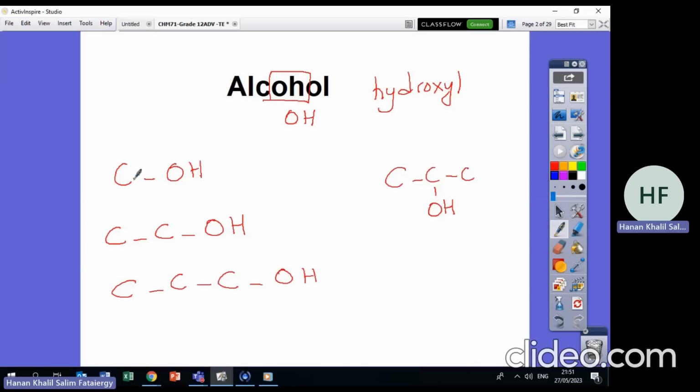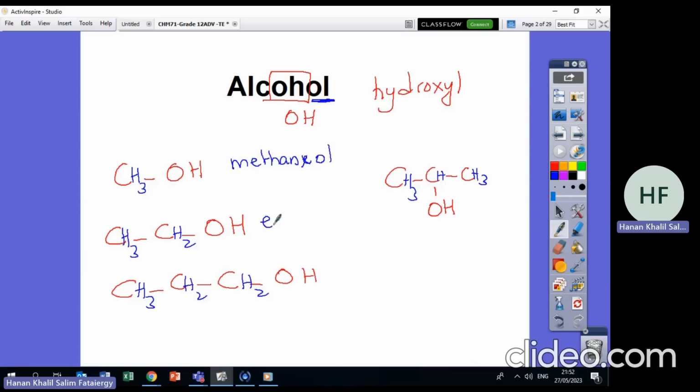Now, how do we name these compounds? First of all, let's put the H's. This C has 1 bond, it needs 3 H's. This one has 3 H's, and here we need 2 H's. This one 3, this one 2, this one 2, and this is 3, this is 1, and this is 3. Now, how do I name this compound? We know that 1 carbon is methane. I will remove the E, and I will put ol, so the name will be methanol.